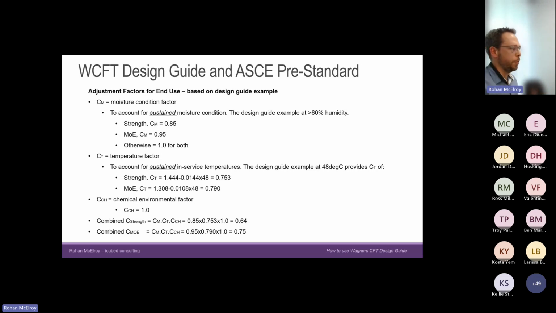I'd probably get more concerned if you were installing products within a factory environment that's highly acidic. For example, you might have to dig a bit deeper into the chemical environmental factor in that regard. So at the end of this, you've got an adjustment factor for strength and an adjustment factor for the modulus of elasticity, which you need to apply for your ULS design and your SLS design. Those two factors are shown down the bottom here. For strength, that adjustment factor is 0.64, and for modulus of elasticity, it's 0.75 in this example.